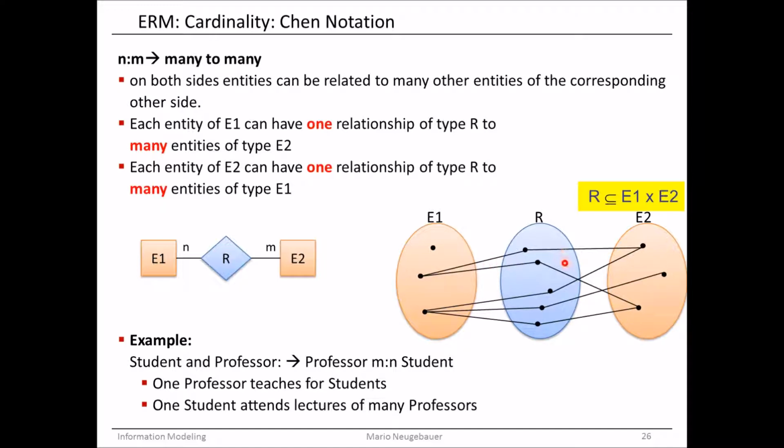So you could imagine that the entity sets here are the professors. Professors teach many students, this one and this one here, and this student here doesn't listen only to this professor in the lecture, he listens also to the lecture of the other professor. So cardinality m to n, here in this example professor to student.